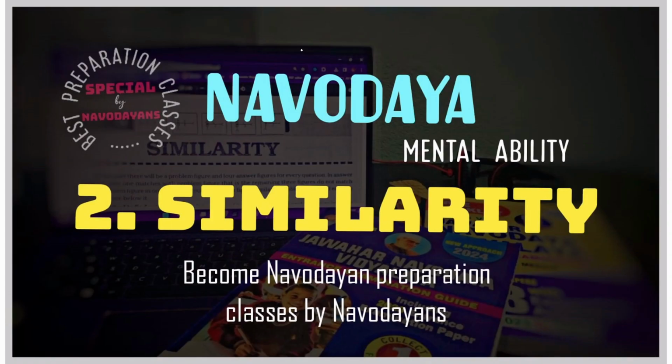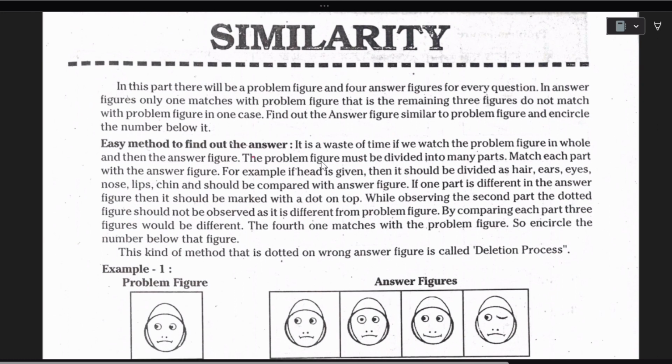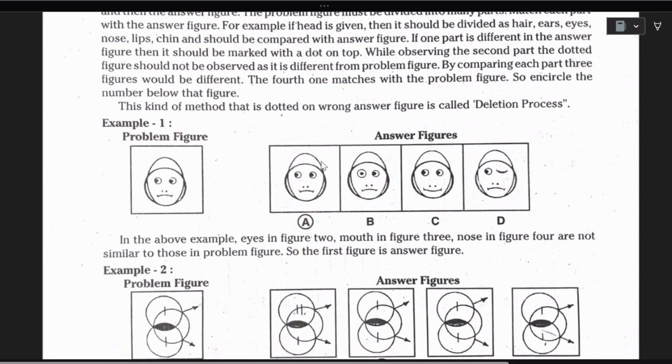Preparation classes, especially by Navodayans. Navodaya Mental Ability, chapter number 2, Similarity of figures. Here is our chapter number 2, Similarity. And in this, first of all, we will be doing some example figures.